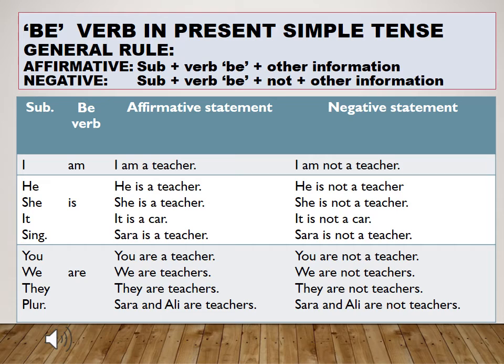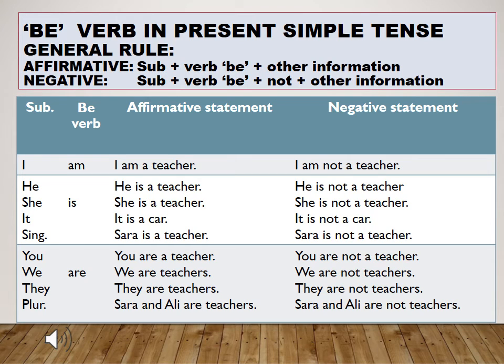Now finally we will talk about the be verb in present simple tense. The general rule of making an affirmative statement of the be verb is subject plus verb be plus other information, and the general rule of making a negative statement of verb be is subject plus verb be plus not plus other information. We have three forms of verb be: am, is, are.